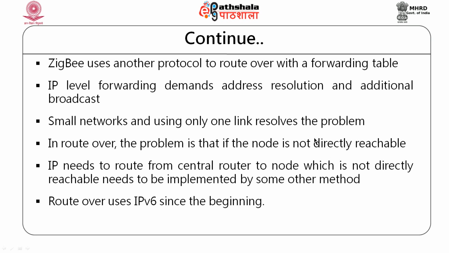Okay. When a node is not directly reachable, RPL will find the shortest route and make sure that it will send through the shortest route without any broadcasting. Okay. IP needs to route from the central root to the node which is not directly reachable, but that is implemented by some other method. Okay. RPL is being used.